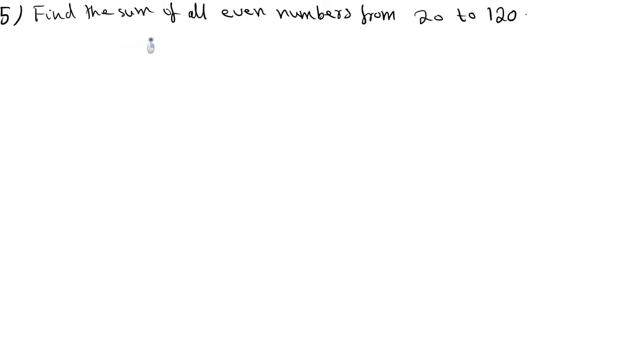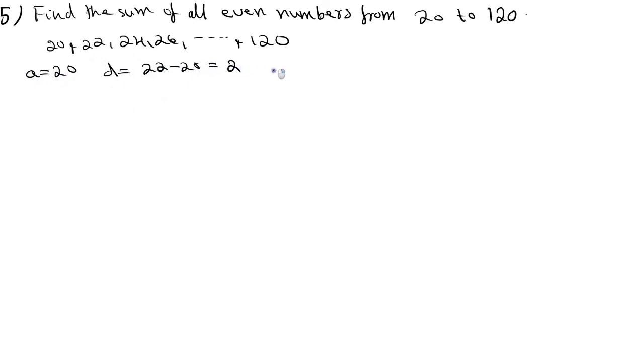See the next question. Find the sum of all even numbers from 20 to 120. You need to find the sum of all the even numbers from 20 to 120. Here see, what are the even numbers from 20 to 120? That is in the order 20, 22, 24, 26, and so on. Okay, last term 120. Here see, a value is equal to 20. The common difference is equal to 22 minus 20. What you will get? It is equal to 2.